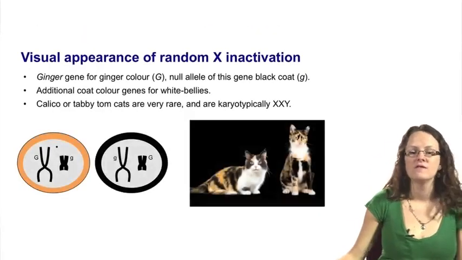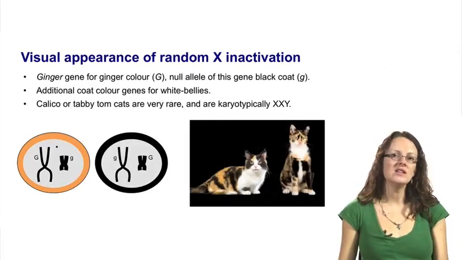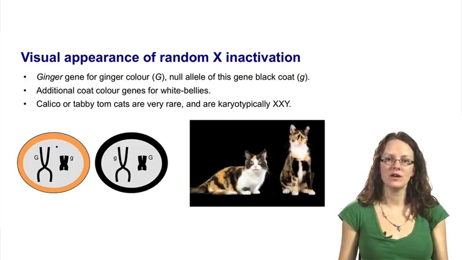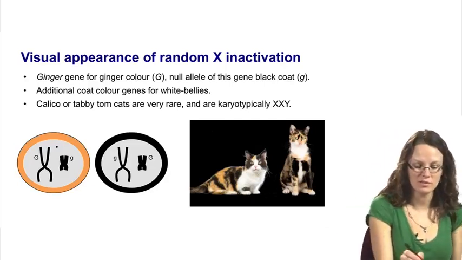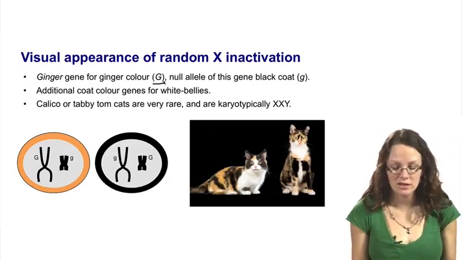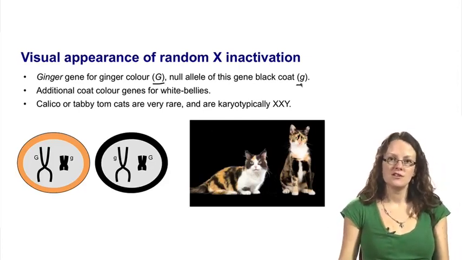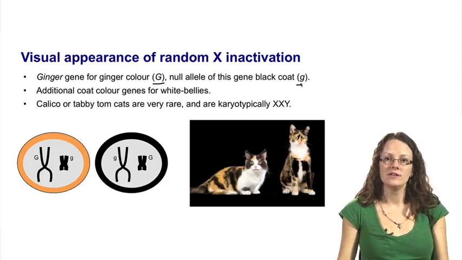So this is really about the visual appearance of random X inactivation. So if you consider that there are 2 alleles of the ginger gene, you have the ginger gene itself, which is here given as a big G, and then you have the black version of this. It's a null allele, and it would be little g. Well, normally ginger would be dominant over the black allele, and therefore the cat would end up being ginger.